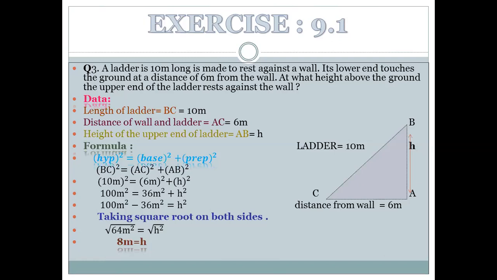Hypotenuse is 10 and base is 6. The perpendicular is unknown. Again, we apply the Pythagoras theorem. Hypotenuse square is equal to base square plus perpendicular square. So instead of hypotenuse, we write 10, and against base, we write 6, and perpendicular is h. After putting the values and calculating, we see that the height of the wall is 8 meters. H is equal to 8 meters.